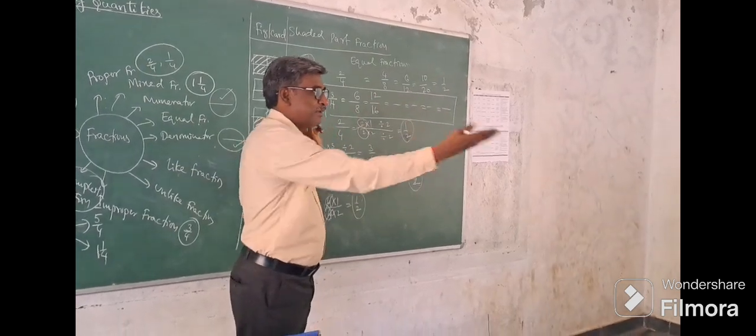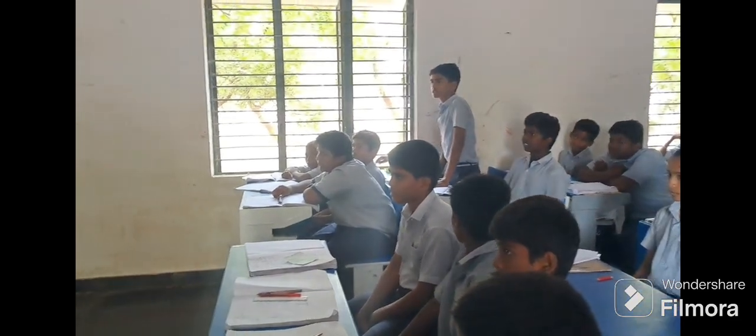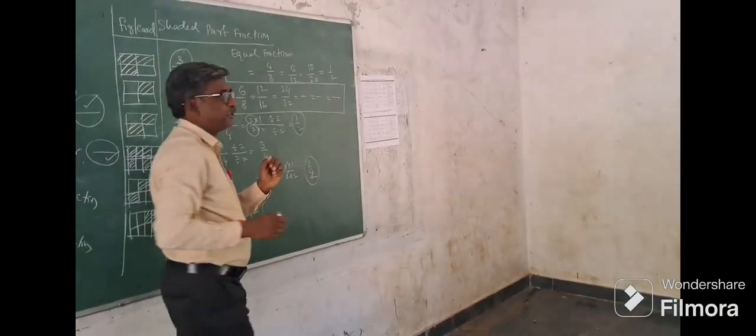Sit down. So from the fifth group, 24 by 32. So how will you get it?